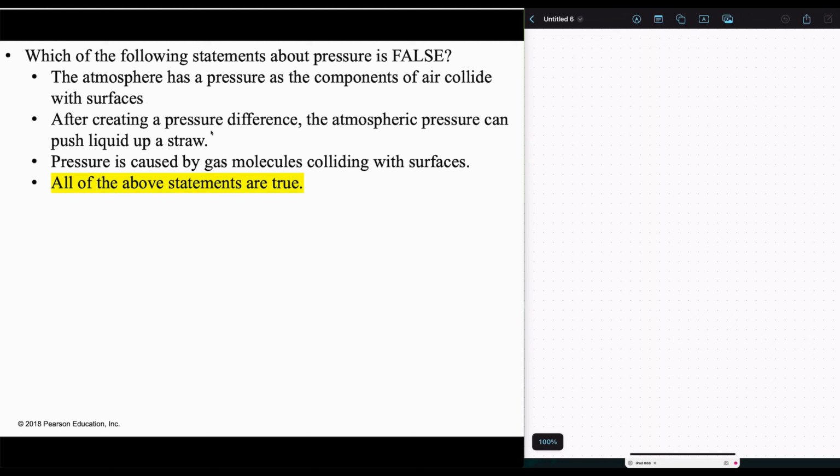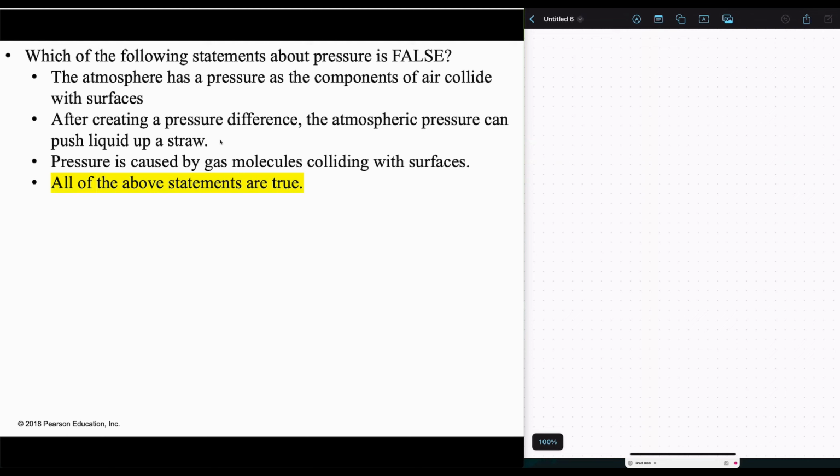After creating a pressure difference, the atmospheric pressure can push a liquid up a straw. That is correct because the reason why we can drink through a straw is that when we drink, we are sucking the air from the straw into our lungs, which makes the pressure within the straw a little bit lower than the pressure outside. So the higher pressure outside will push the water or the drink into the straw and then into our mouth. So based on this analysis, choice B is also correct.